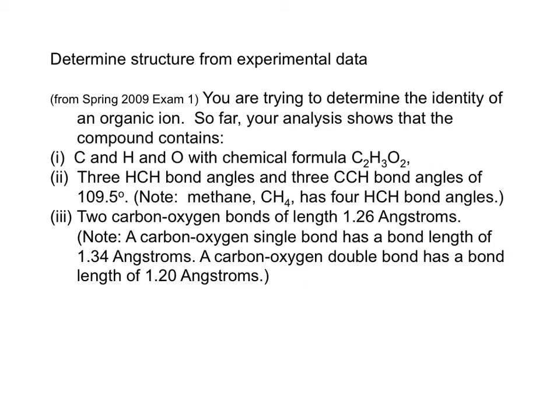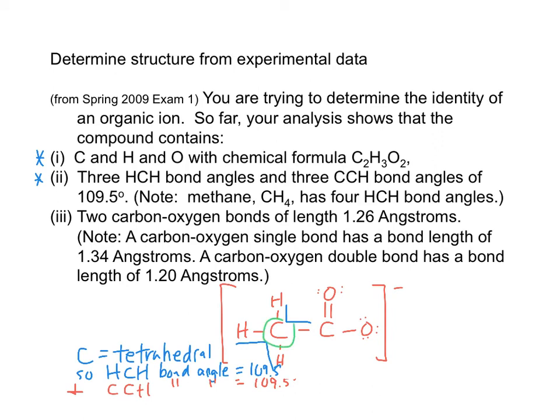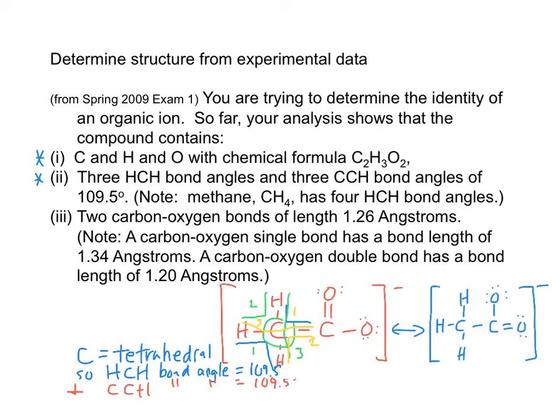This is something scientists do: given experimental data, determine the structure. Stop the video, review the experimental data, and then draw the structure of the compound. And the answer is: this structure fits 1 and 2. This carbon has a tetrahedral shape, so each HCH bond angle is the tetrahedral bond angle of 109.5 degrees. The same is true for each CCH bond angle. This Lewis structure shows a carbon-oxygen single bond and a carbon-oxygen double bond. They are not the same length. That does not fit the experimental data, but delocalized electrons and resonance structures explain experimental data 3.